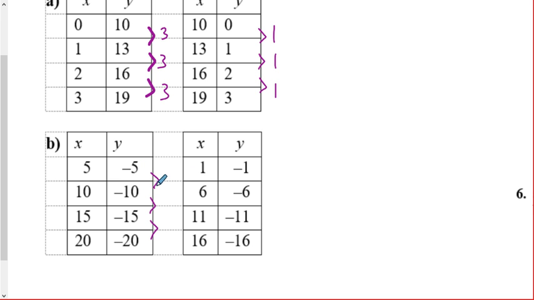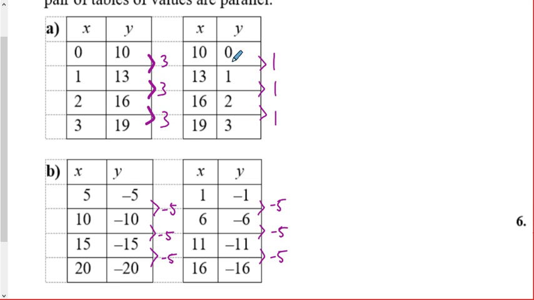-5 to -10, that's actually going down. It's going down by 5. -10 to -15, that's down by 5. -15 to -20, that's down by 5. How about this one here? -1 to -6, that's going down by 5. -6 to -11, that's going down by 5. -11 to -16, it's going down by 5.